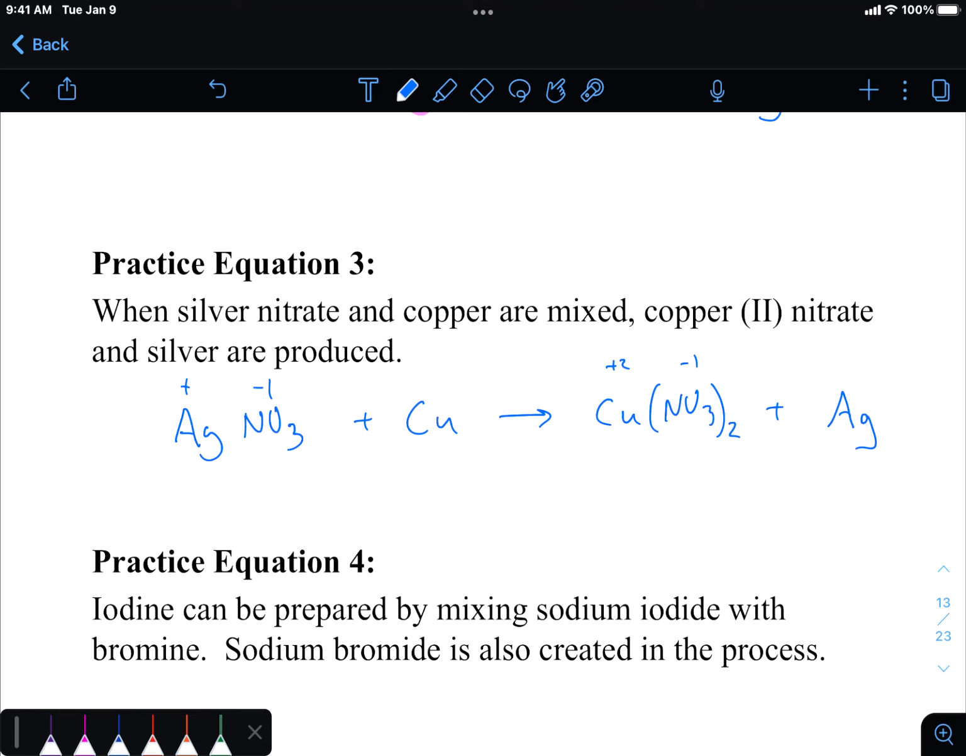Those are my products. Now I balance. Let's see, I've got 2 nitrates on the right side. Let's get 2 nitrates by doing that. I got now 2 silvers. 2 silvers. Okay.